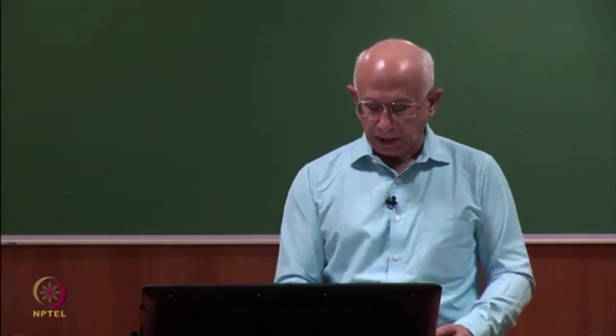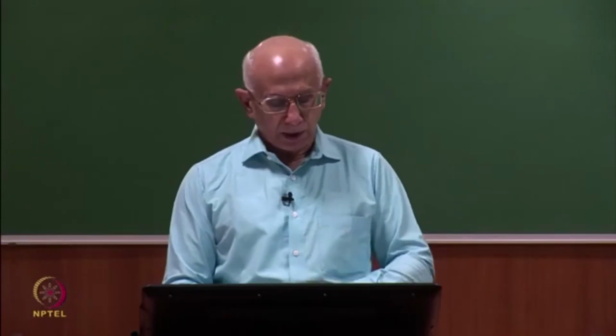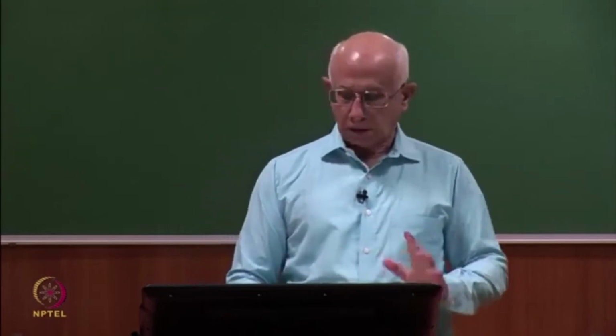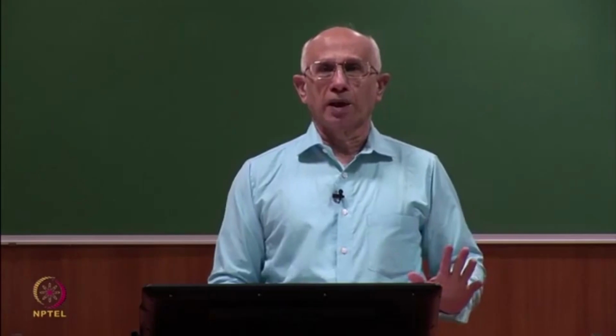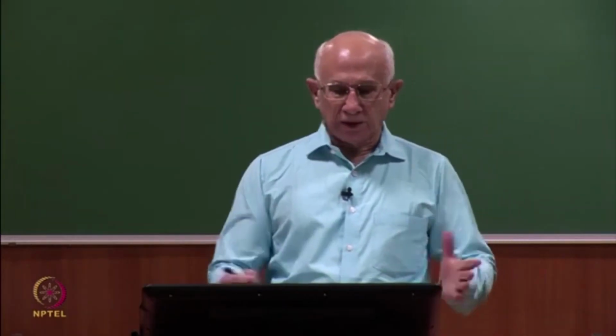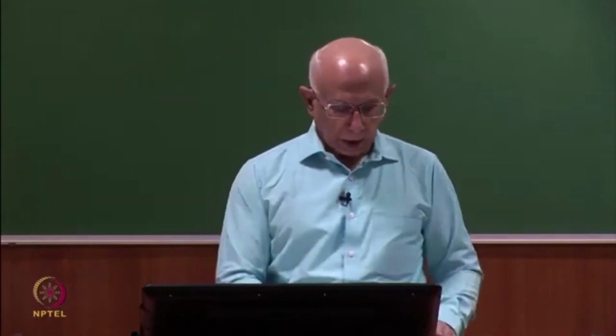In either case, as I mentioned, if there is a doubt, we revisit the raw data that we got. If we find that there is something off in it, we go back, and if it can be mathematically corrected, we correct it. Otherwise, if it cannot be done, we have to go back, do the experiment all over again and do it faithfully. So, that is the first type of error, blunder, and how we handle that.